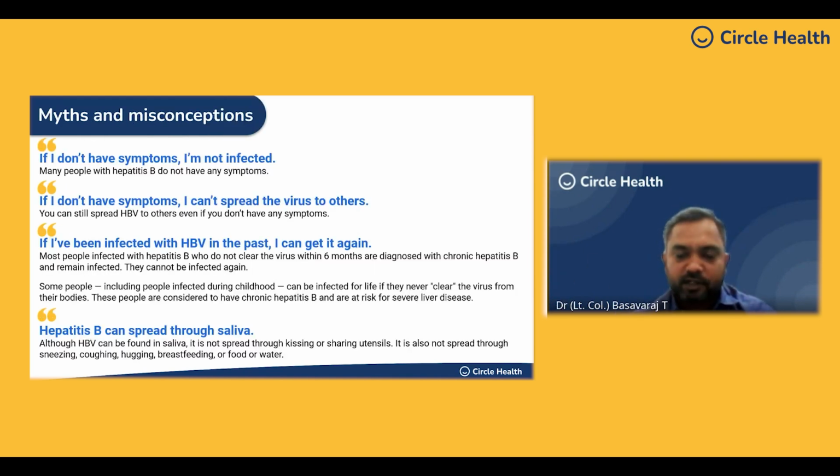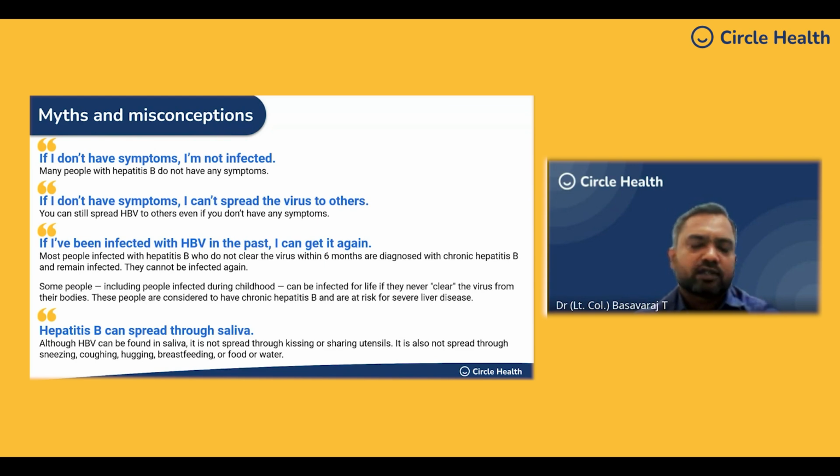So, myths and misconceptions. What are the myths that are commonly there? If I don't have symptoms, I am not infected. Is it right? No. Even if you do not have symptoms, as I said, there are so many subclinical cases. People who do not have any kind of symptoms, but the virus is still there in their body, and it is actively replicating.